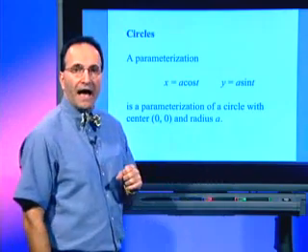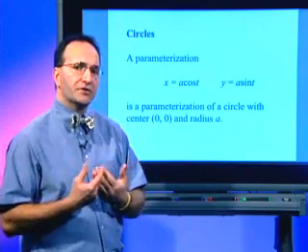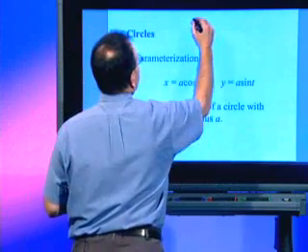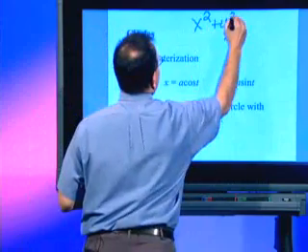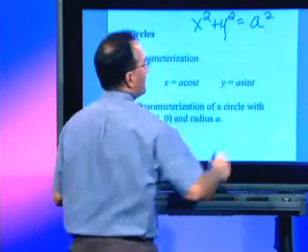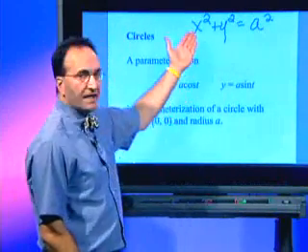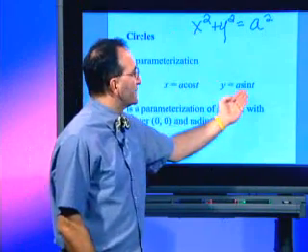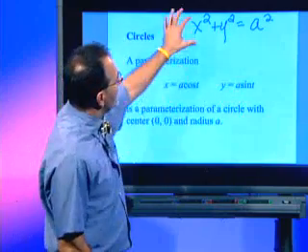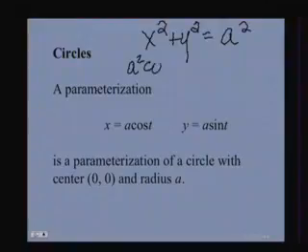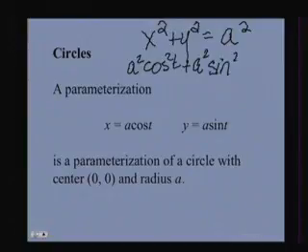Now, we could prove that by showing that the equation for a circle, which we all know is x squared plus y squared equals the radius squared, and in this case our radius is a, so a squared, we could simply plug in a cosine t for x and a sine t for y, and then when we square each of those, we would get a squared cosine squared t plus a squared sine squared t. And that equals a squared.